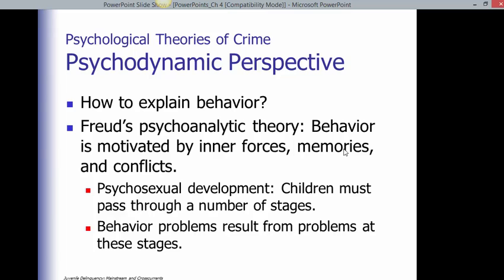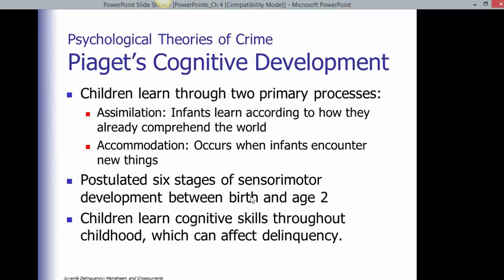The psychodynamic perspective, how to explain behavior. Freud's psychoanalytic theory suggests behavior is motivated by inner forces, memories, and conflicts, and he suggests psychosexual development, in which children must pass through a number of stages, and behavior problems result from problems at these stages.